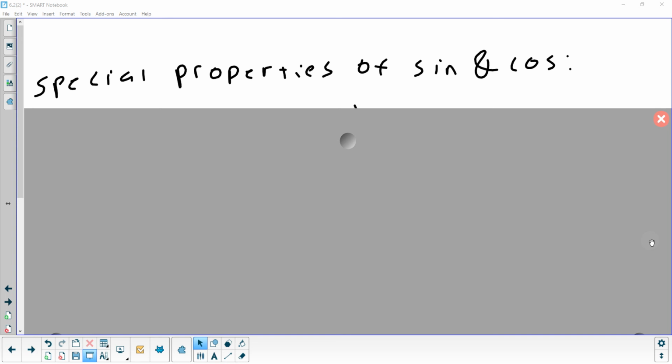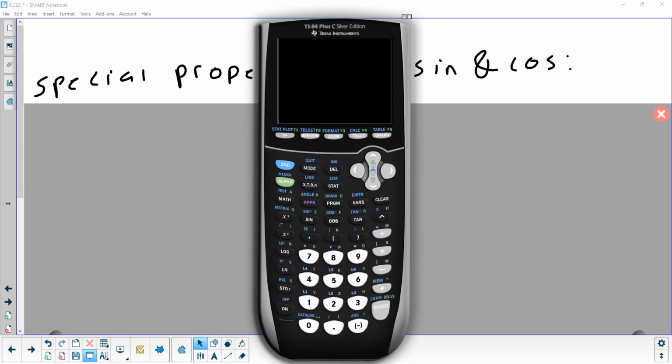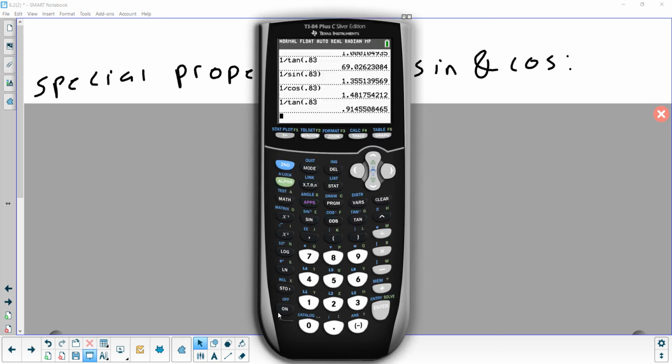Okay, so there's one slide we have left to finish from 6.2, and then we'll look at 6.3. So let's take a look at sine and cosine. And I'm actually going to show you a picture of them because this is going to lead into what we're going to do in the next section.